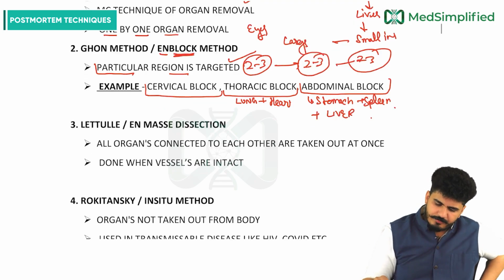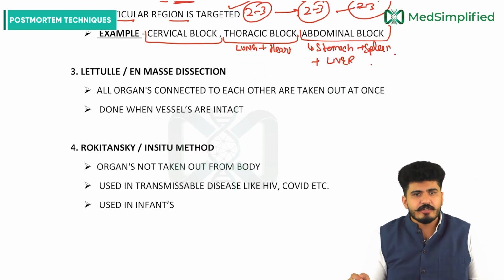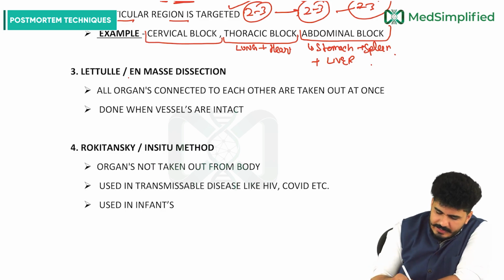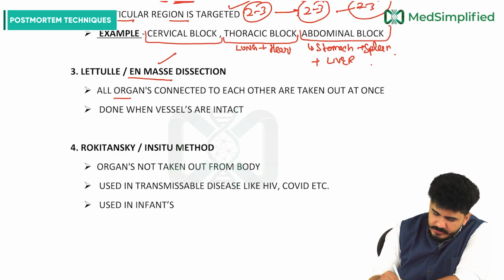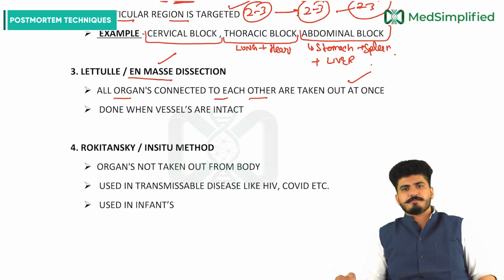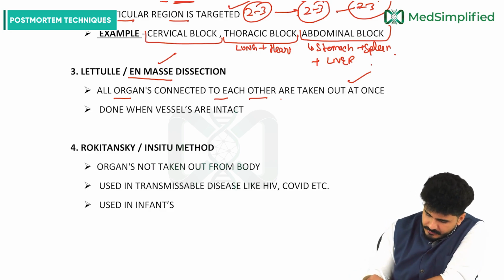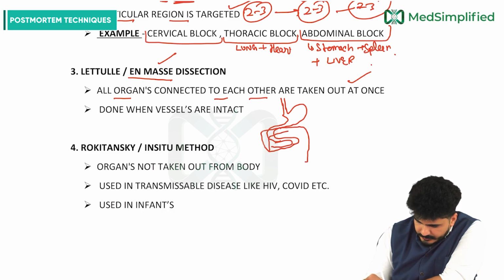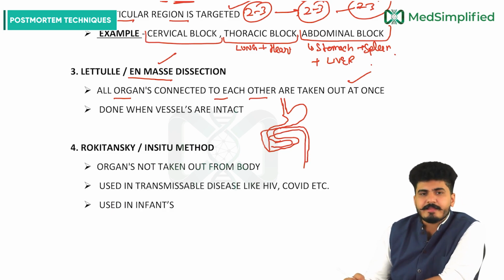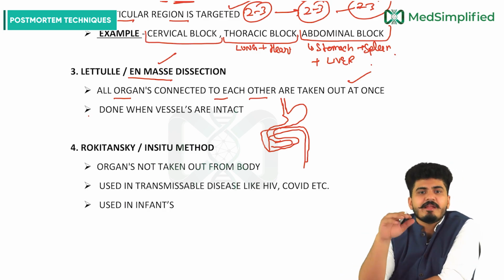Now the third type of method which is used right here, sir, is Letulle method, or en masse. The word masse means all organs connected to each other are taken out at once. For example, the esophagus is connected to the stomach. Stomach is connected to the small intestine. Small intestine is connected to the large intestine. If we remove organs like this, it is called Letulle or en masse method.